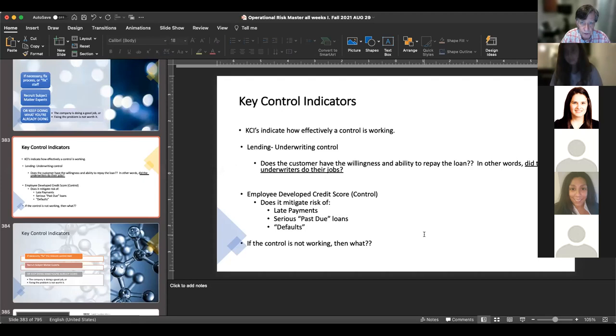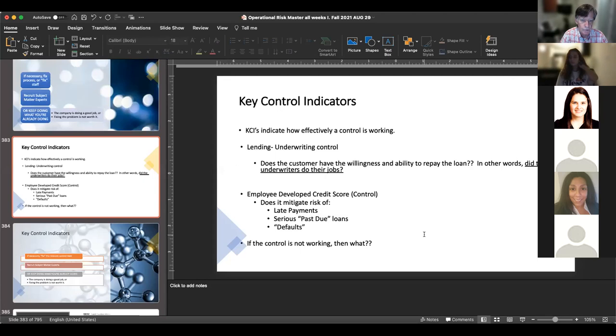Now, remember where this sits in the overall framework of the course. We spent a lot of time coming up with the categories of risk. Then we spent some time coming up with the sources of risk. And now what we're doing today is learning how to measure risk, because if you can't measure it, you can't manage it.